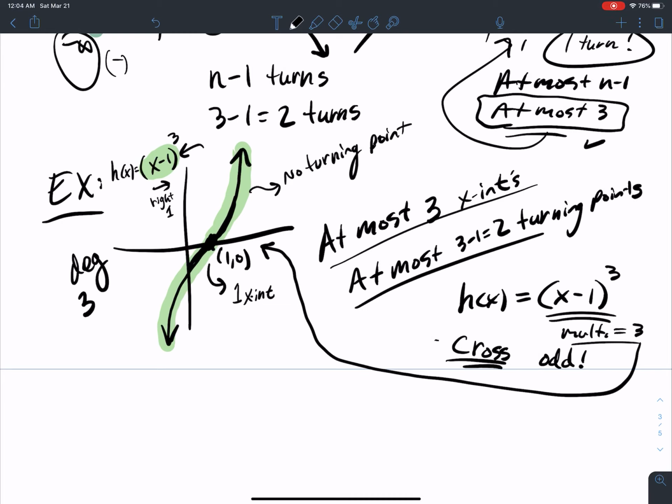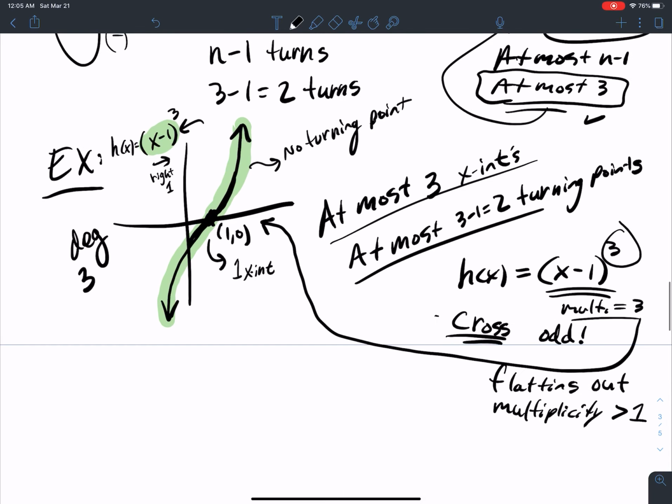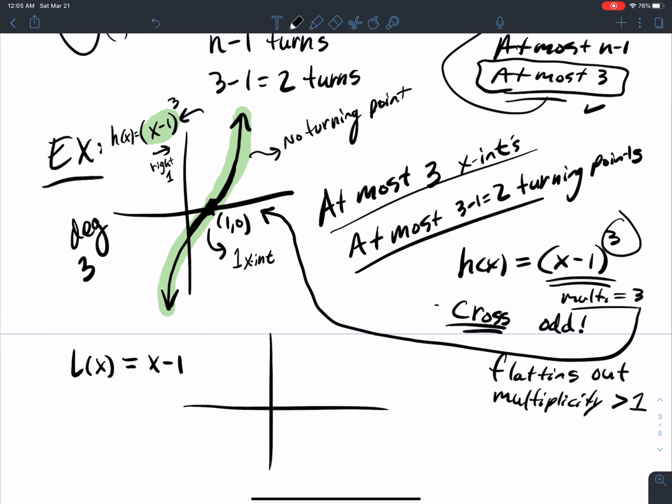And why do I have that bend? It flattens out. Why does it flatten out? It flattens out because the multiplicity is greater than 1. That multiplicity is 3 there. So it actually flattens out. You think about it, if you're comparing it maybe with a line. So maybe the line is x minus 1. Okay, so I take a graph x minus 1. This has a multiplicity of 1. There's no bending at all.